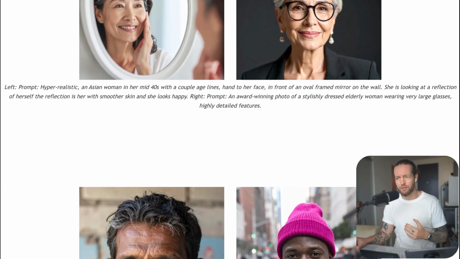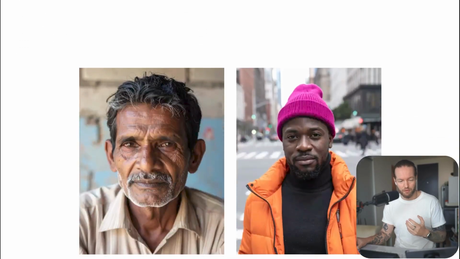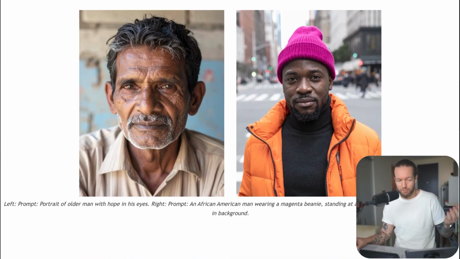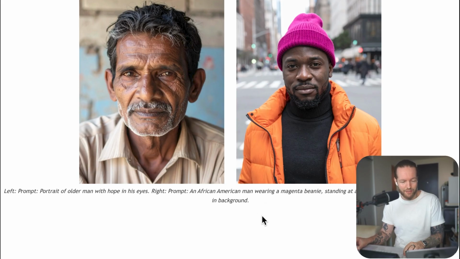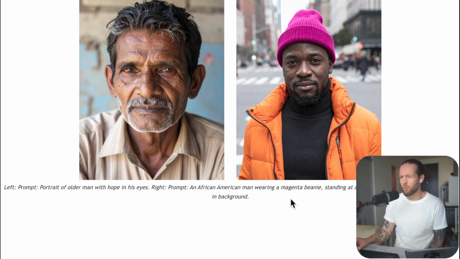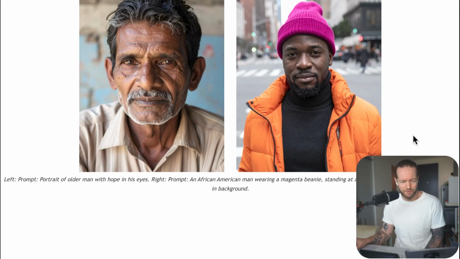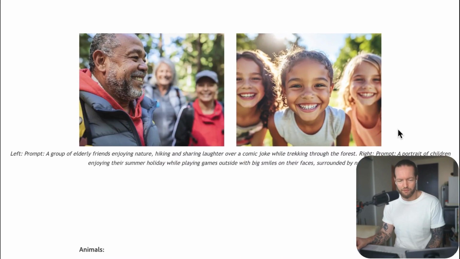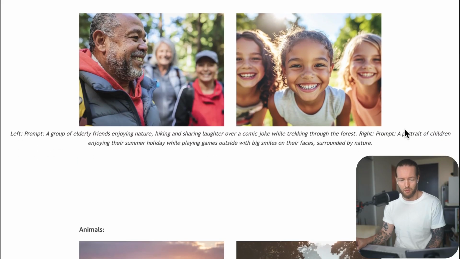We've come to expect good portraits from these models, and many people or companies are trying to heavily focus on that. The prompt here on the left is an older man with hope in his eyes. On the right side, an African man wearing a magenta beanie, so we definitely got that there, standing at a crosswalk wearing a bright jacket, city in the background. So yeah, nailed that prompt here as well. We have a couple of decent images that are quite good.